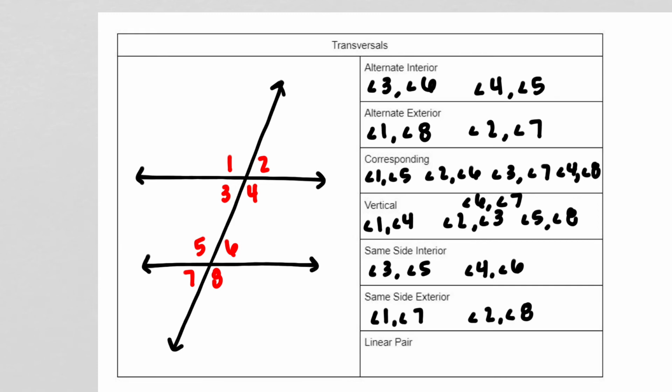The last one we have is linear pair. We're only going to do about 2 or 3 of these. Linear pair are just two angles that are touching on this transversal. So they can either be touching left and right or on top of each other. So some examples of those include angle 1 and angle 2, angle 1 and angle 3, or like angle 2 and angle 4. There are a few others as well though.